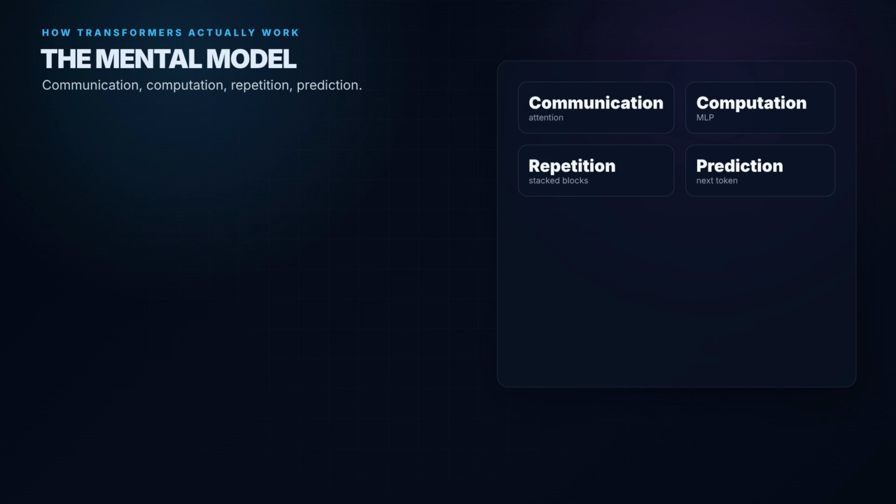The details vary: rotary embeddings, gated MLPs, grouped query attention, mixture of experts, larger context windows, but the core pattern remains: communication, computation, repetition, prediction. If the tokenization video showed how text enters the model, this is what happens next.